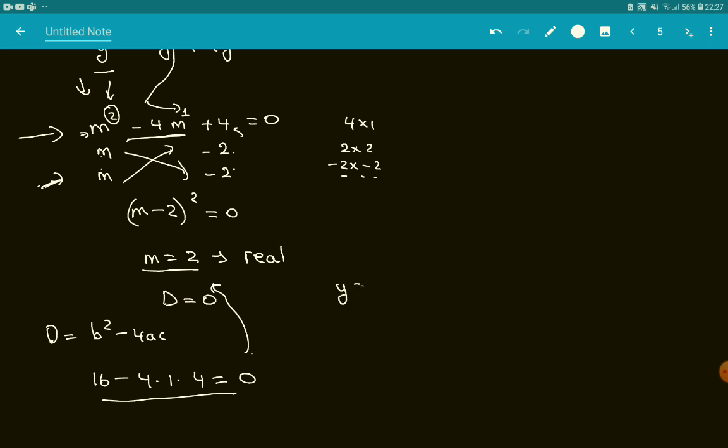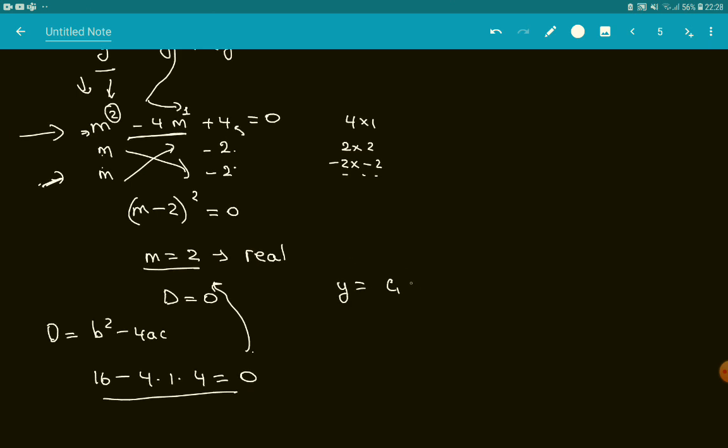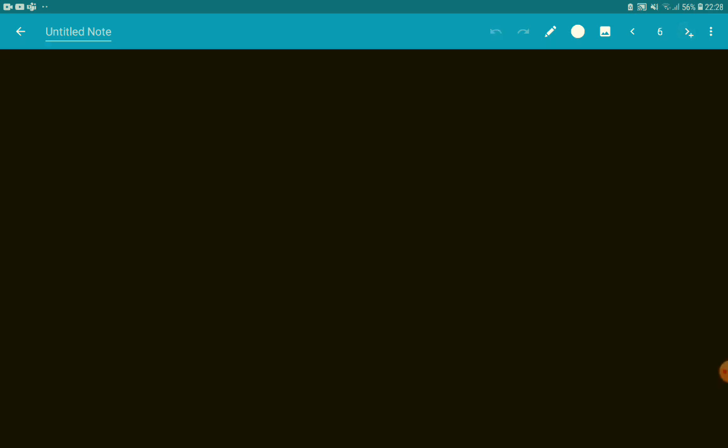So what was the answer for our real root? It was c1 e^(mx) plus c2 x e^(mx). So our answer will be c1 e^(2x) plus c2 x e^(2x). Yes, that's about it. Let's go to another question.